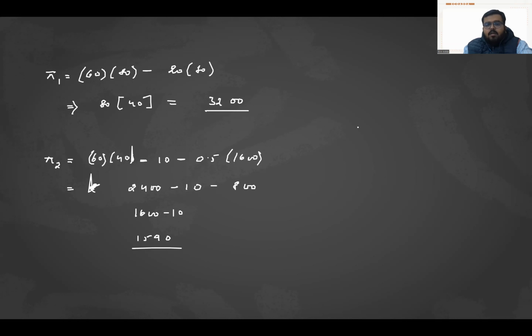So if you add 3200 and 1590, this is the total profit. The answer is 4790. And that is your final answer.